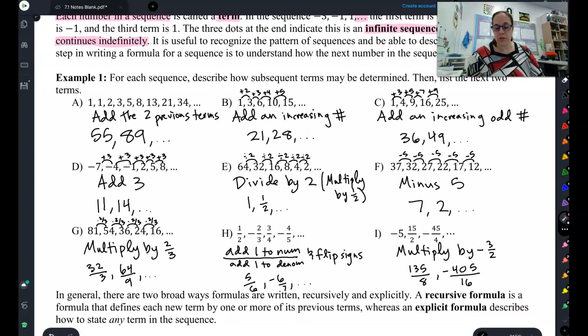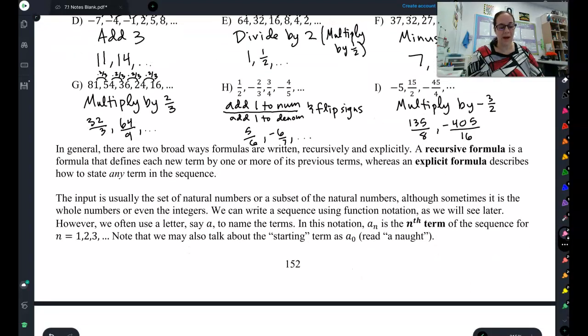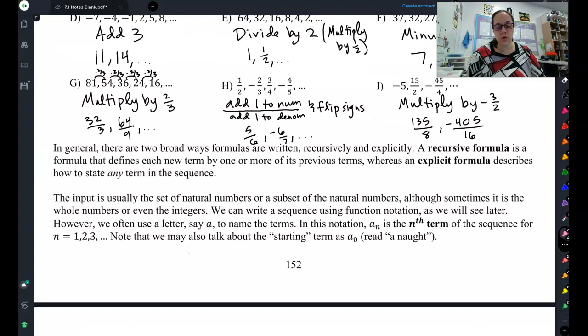So hopefully we're starting to get more used to these sequences and finding their patterns. Now there's 2 ways that we write formulas for these sequences, these patterns. We can write a recursive formula, which defines each new term by 1 or more of its previous terms, versus we could write an explicit formula that describes how to find any term in the sequence.